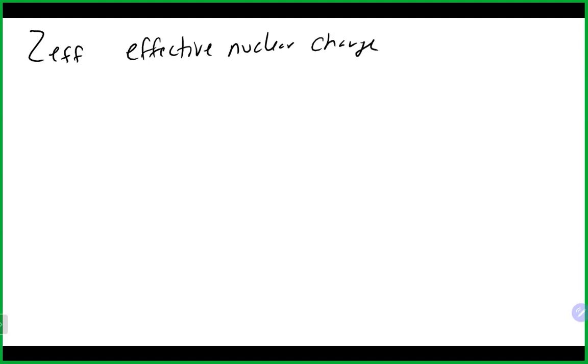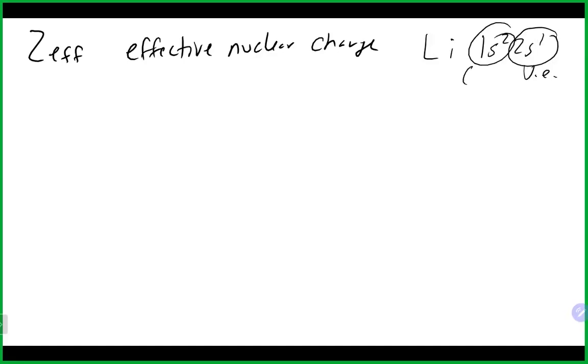The first trend is what is known as Z effective, or effective nuclear charge. And we'll just use a very simple explanation of this. If we take lithium, which has 1s2 2s1 in terms of its electron configuration, lithium is group number 1, which means it has 1 valence electron, and that is its valence electron.